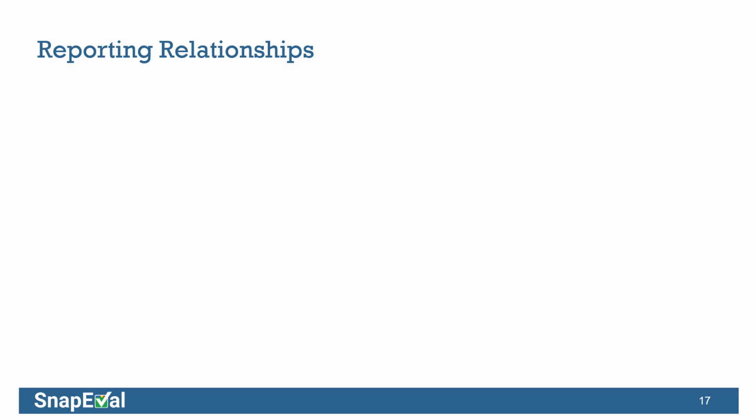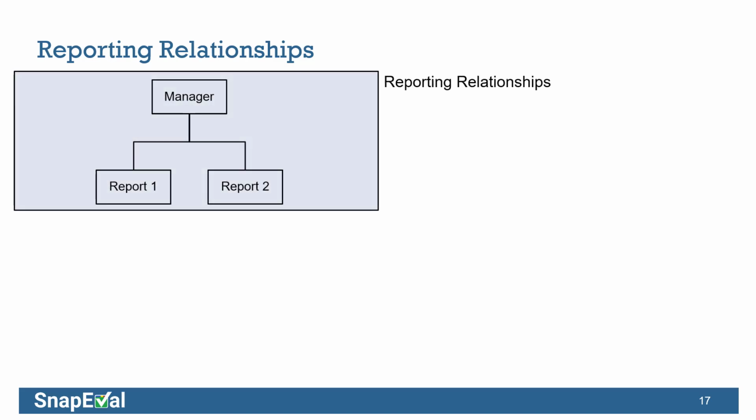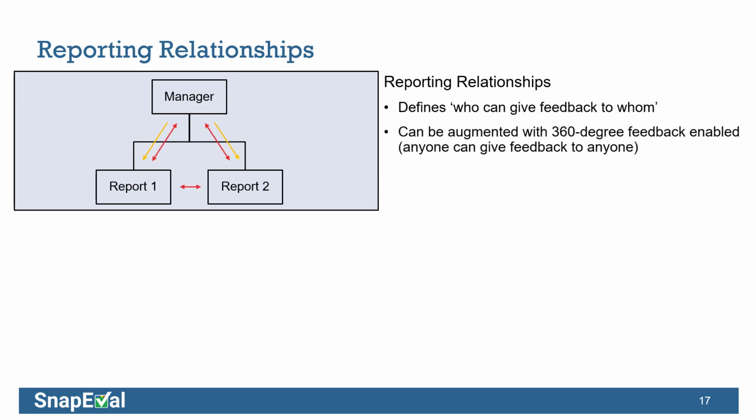Now let's talk about reporting relationships. In SnapEval, reporting relationships are important because they define who can give feedback to whom. Basically, managers can give feedback to their assigned employees. That's the basic level, if you will, of how things work in SnapEval. In addition to that, if you turn on 360-degree feedback, which is simply a checkbox that you check and then save your settings as an organization administrator, you can turn on what's called 360-degree feedback, and that means that anybody can give feedback to anybody else in the organization.